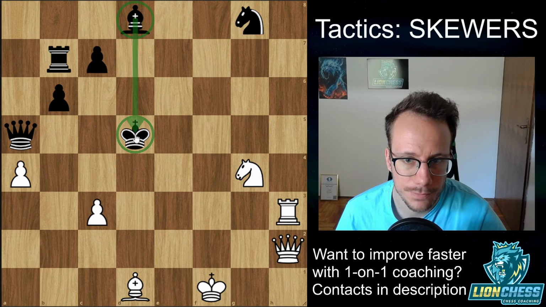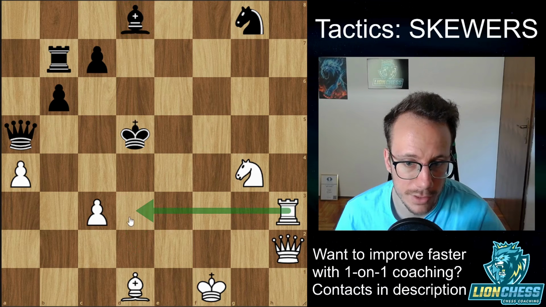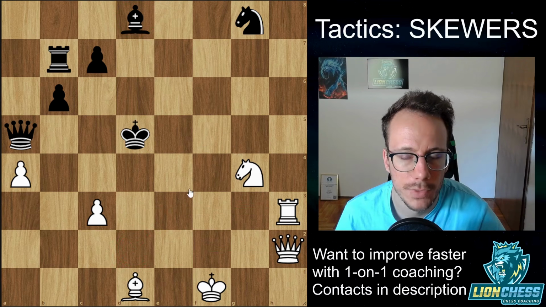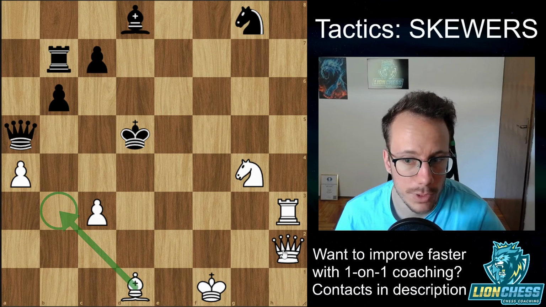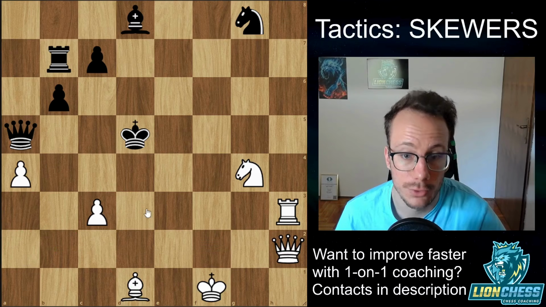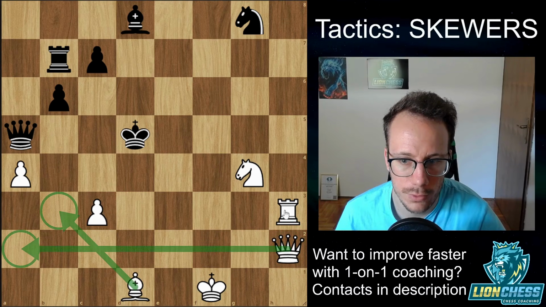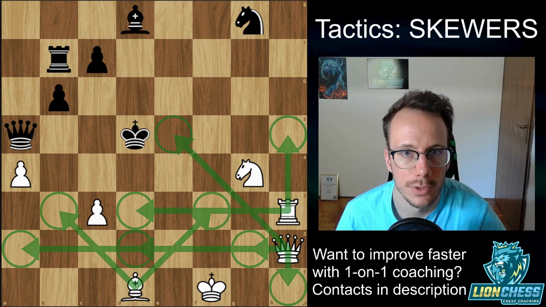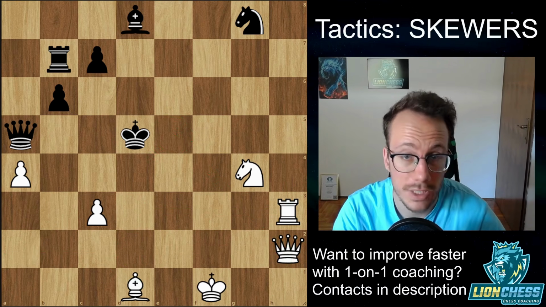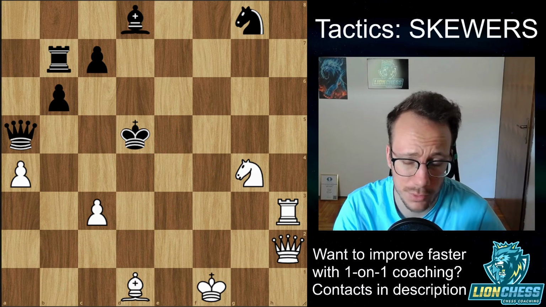So for this one, there's a skewer here. I can get rook d3 or queen d2. And for the final one, I need to be somewhere on the diagonal here, so bishop b3 or queen a2. So in total, we have 1, 2, 3, 4, 5, 6, 7, 8, 9 skewers in this position. Pretty cool. And this example just, of course, is not from a real game.